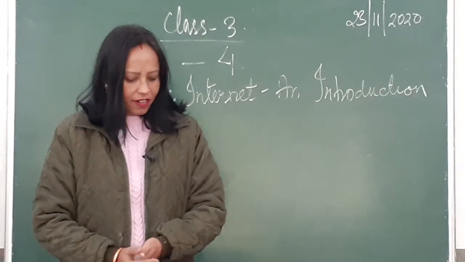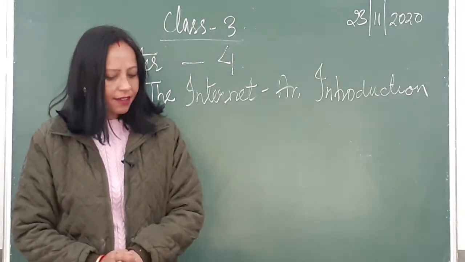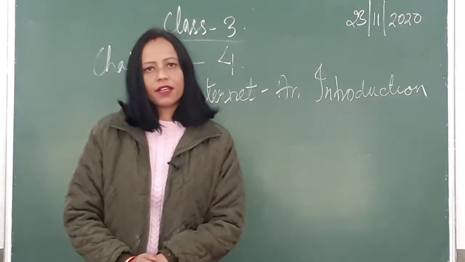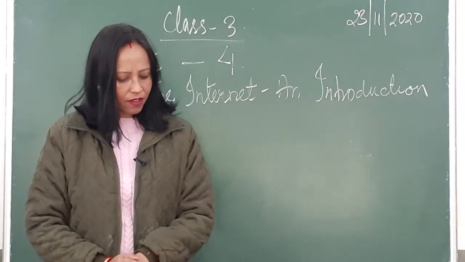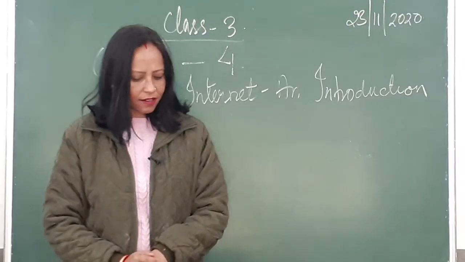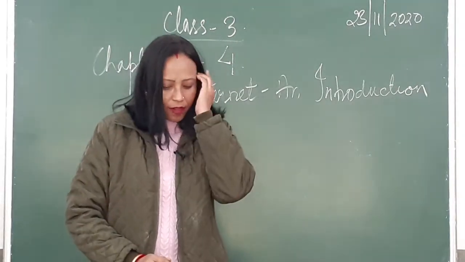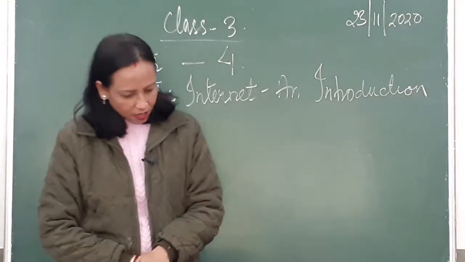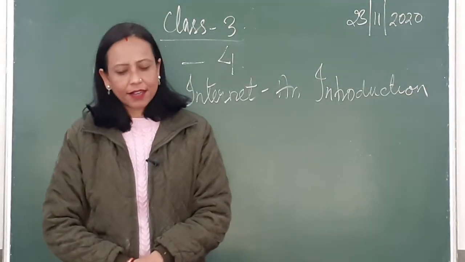Okay. So, children, in my last class, I did internet related terms and I discussed terms: web browser, WWW, that is World Wide Web, web page, and hyperlink. I have discussed 4 related terms of internet.